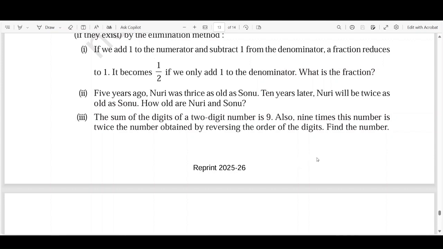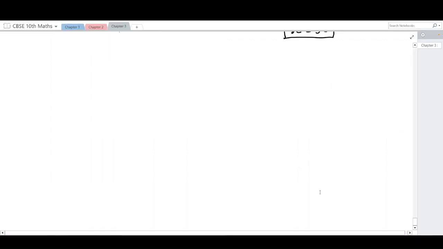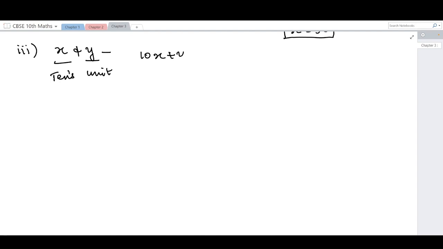So let us take the 2 digits to be x and y, such that y will be in the units place and x will be in the tens place, right? So the number we require is 10x plus y. Fine, this is the 2-digit number we need to find.